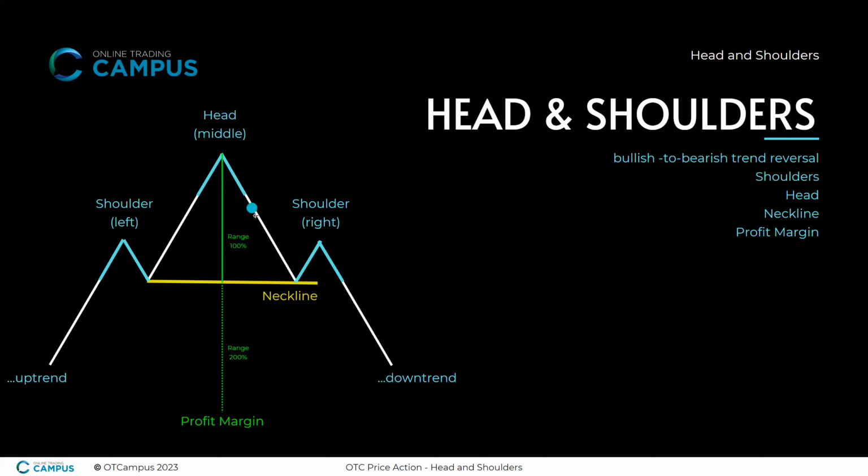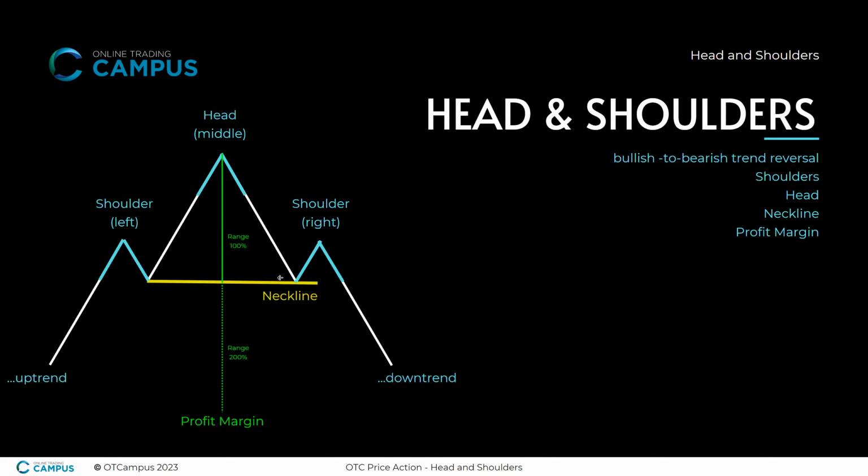We have the uptrend on the left side and a downtrend on the right side. We have lower lows here: high, low, lower high, lower low. Then we can create a neckline. The neckline is we connect the left shoulder's lower pivot to the right shoulder's lower pivot. That is our neckline. I will show you how we'll use it in the next slides.